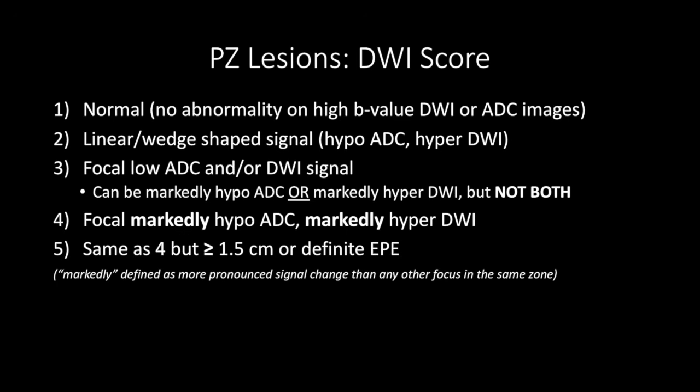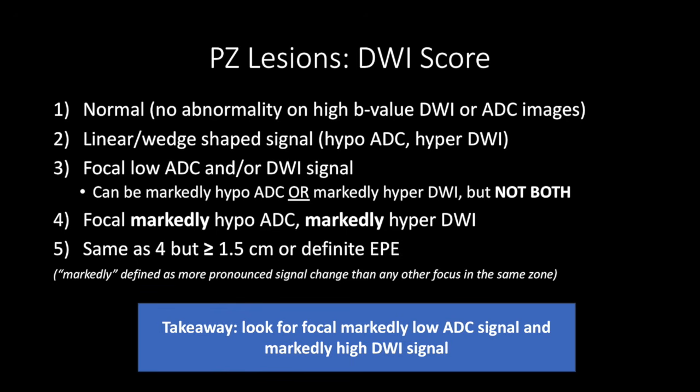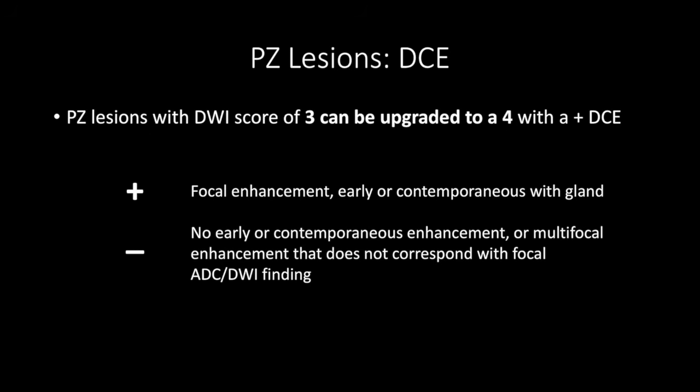Okay, so some people have tried to quantitate this in the past with cutoff ADC values ranging from 750 to 900. Obviously, the lower the ADC value, the more restricting. So ADC values lower than a cutoff would correspond to a markedly restricting lesion. So if you remember one thing from this, the takeaway is that you're going to be looking for focal, markedly low signal on ADC, and focal, markedly high signal on high B-value DWI images in the PZ to get that score 4 or 5.